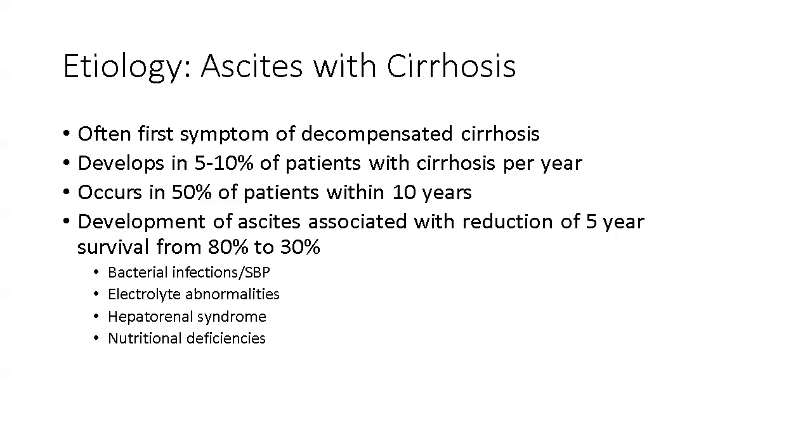The development of ascites is associated with a reduction in survival. Once you get ascites, your 5-year survival goes from 80 to 30%. That's not so much from the ascites itself, but from what it puts you at risk for. Bacterial infections or SBP, electrolyte abnormalities, hepatorenal syndrome, and nutritional deficiencies are much, much more likely once you get ascites.